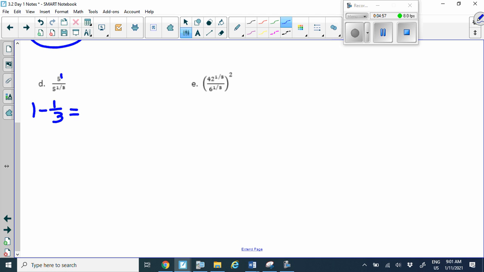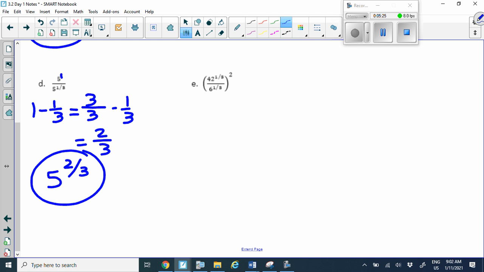subtract with fractions, you need to have a common denominator. So with the 1, we have to think, okay, this is the same thing as saying 3 over 3, that is the same thing as saying 1. So now, when we calculate, we get 2/3. So I get 5 to the 2/3, and I can't really simplify that anymore, so that's my final answer. And don't forget, when you start off with rational exponents, your final answer should be written as a rational exponent.